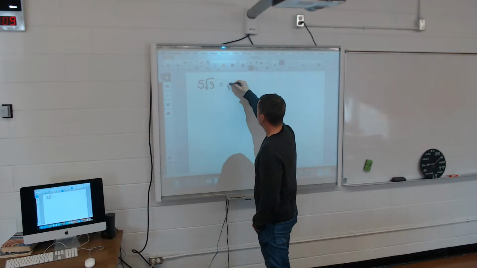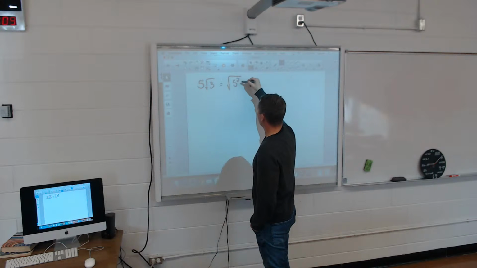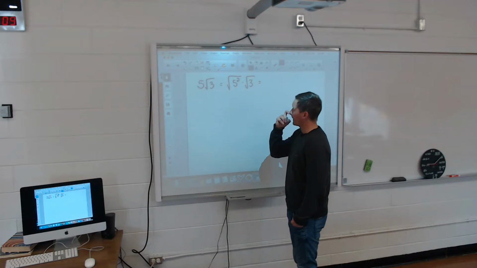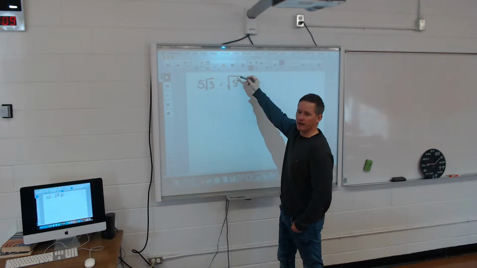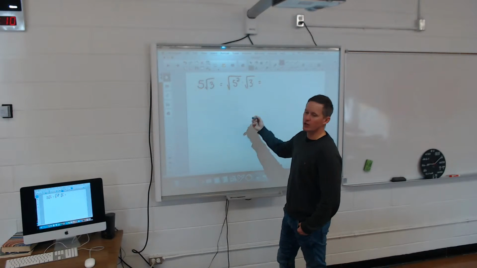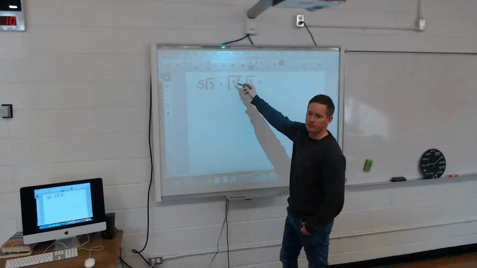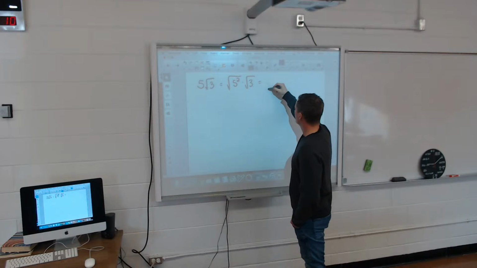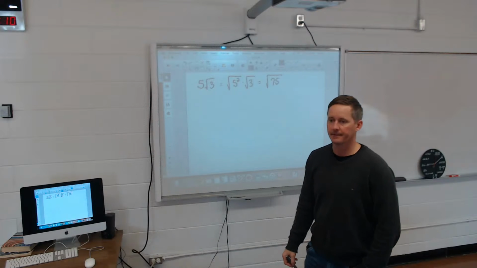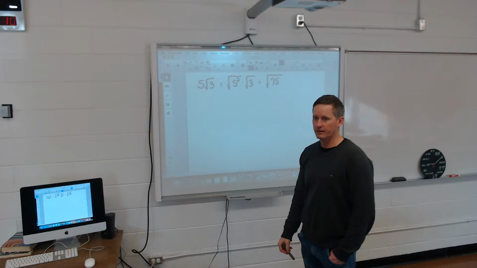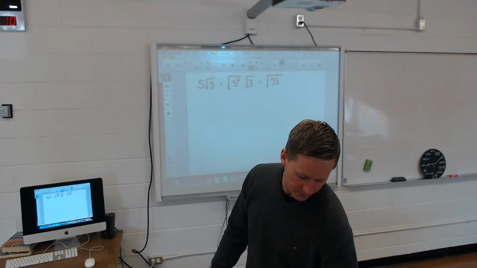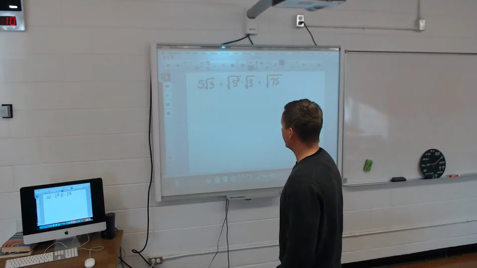To do that, I basically do opposites or inverses, whatever you want to call it. So if I square root it, and I square it, that's just the same as 5. All I'm doing is changing the form of it. So 5 squared is 25. 25 times 3 is 75. You remember this? Yeah, you do? Okay.